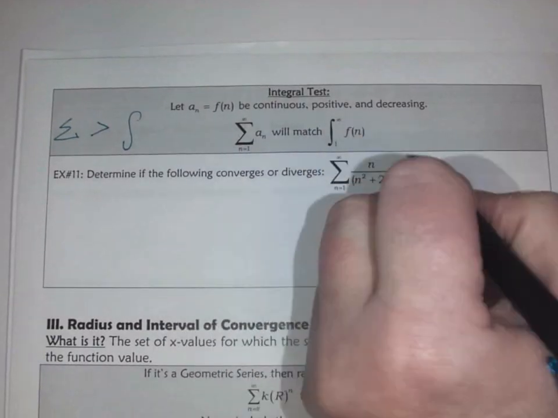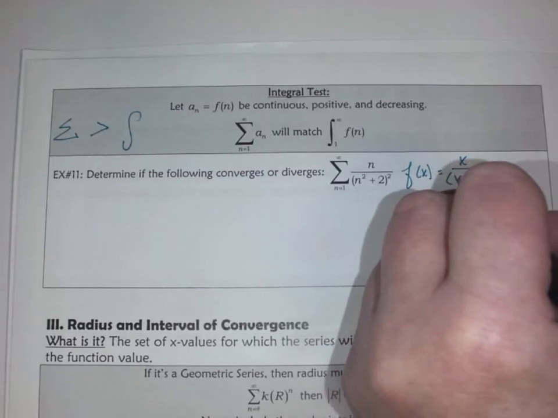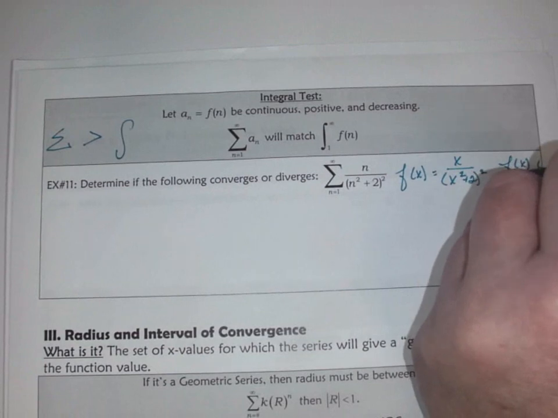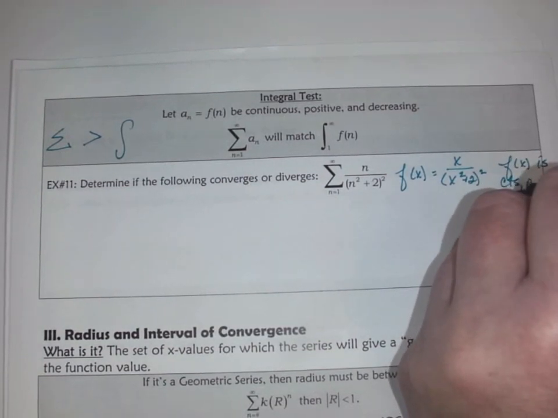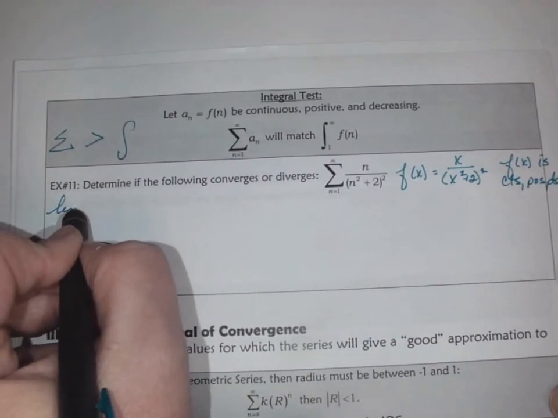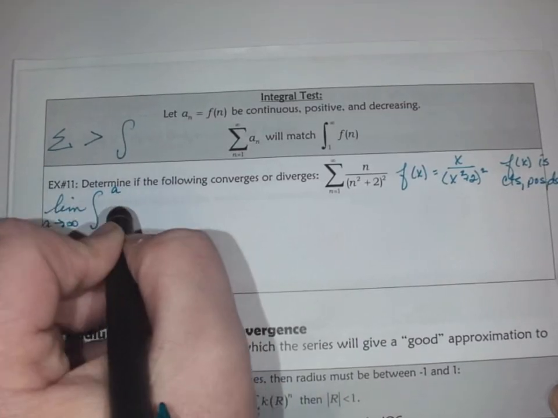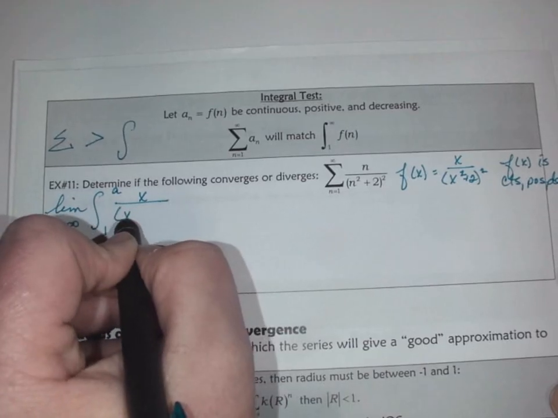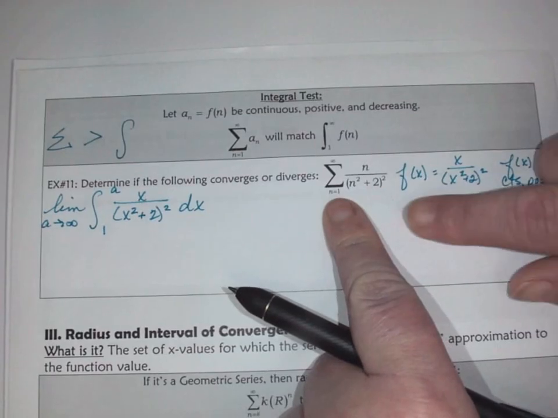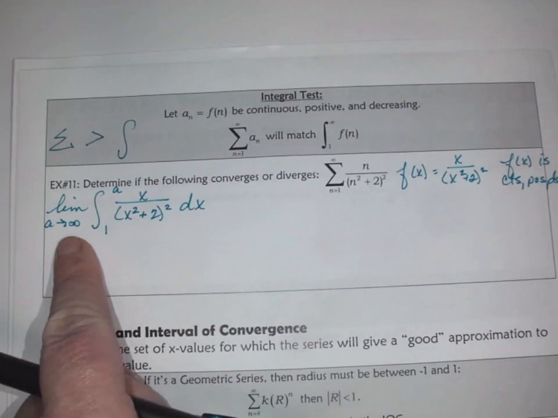All right, so we're going to turn this into f of x, which is going to be x over x squared plus 2 squared. And remember our conditions, f of x is continuous, positive, and decreasing. Okay? All right, so now we're going to have the limit as a goes to infinity of the integral from 1 to a of x over x squared plus 2 quantity squared dx. Remember, the bounds on the integral come from the bounds on the sigma. And because we have an infinity, we got to do it as an improper integral.